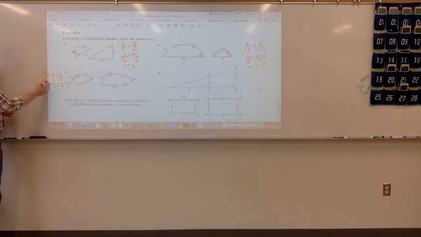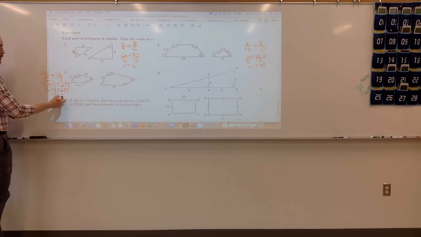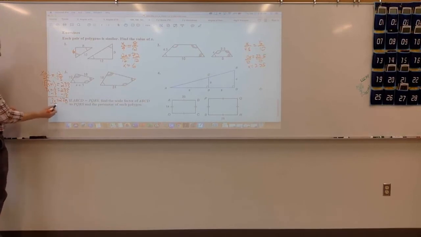Then distribute this 18 through the parentheses. 18x plus 18 equals 288. Subtract the 18 over. 18x equals 270. Divide both sides by 18. And what do we get for that? 15.